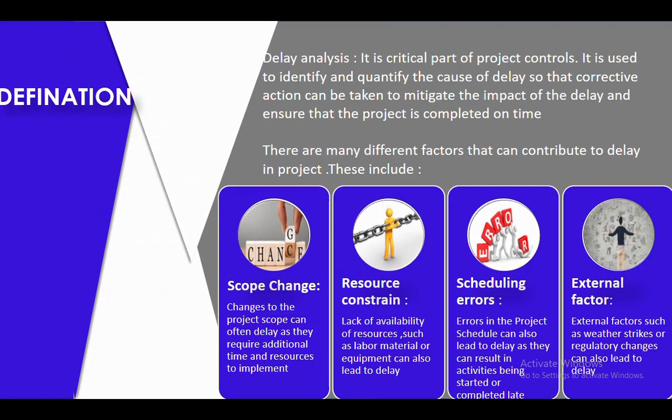Third is scheduling errors. While developing the baseline schedule, you miss some activities, or you didn't give the required duration for a particular activity, or the correct relationship is not given to the activities. Then when you execute that particular activity, it may take more time, so ultimately it will result in delay in the project. So that is the third reason for the delay.